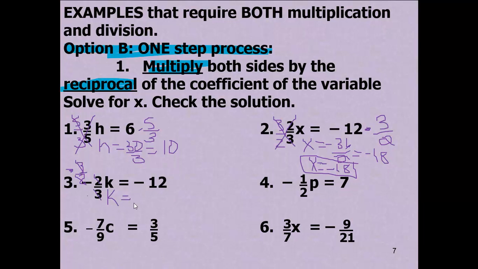So I get K equals, and I'm doing a negative 3/2. Right? And I can do this. And I get negative 6 times negative 3. I get a positive 18, which is exactly what we got before using the two-step method. Try number 4 and come back and see if you got it right.